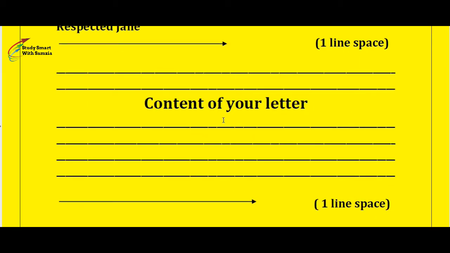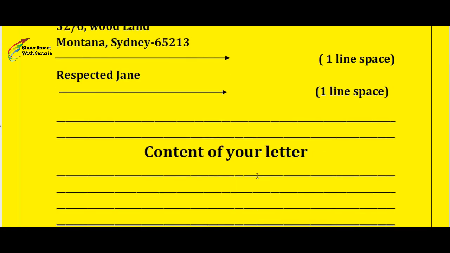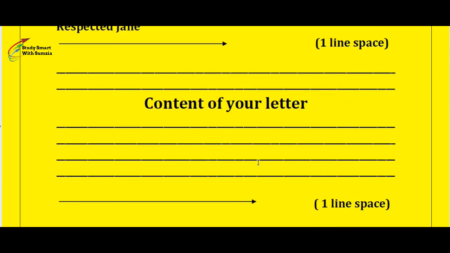After 1-line spacing, you will have the content of your letter, meaning the material, the information, and the messages which you want to convey to that receiver, to the person to whom you are sending the letter. This will be the content of your letter with all the necessary information, details, dates, venues, occasions, places, whatever you need to mention. What is the motive of writing your letter? You'll write that as the content of your letter.